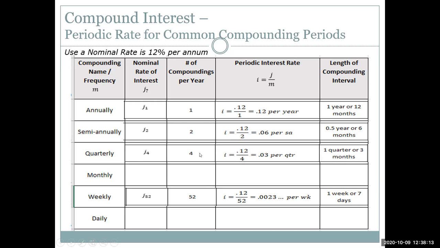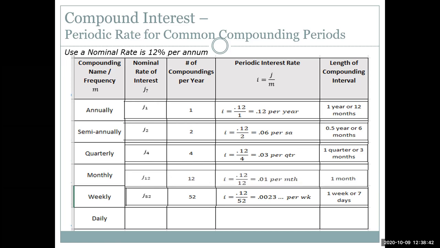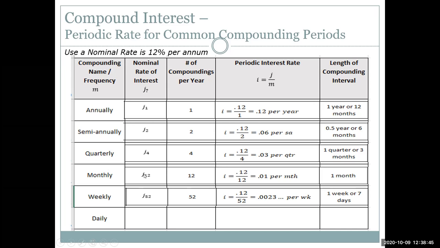Moving on to quarterly, we have 4 quarters in a year, so there are 4 compoundings per year. The symbol is J4. The periodic rate, the rate per quarter, is going to be the 12% divided by 4, or 0.03 per quarter. The length of the compounding interval is 1 quarter, which is 3 months: the 12 months divided by 4. Monthly, there are 12 months in a year. The symbol would be J12. The periodic rate would be the nominal rate, 12%, divided by 12, which is 0.01 per month. Our compounding interval is 1 month.